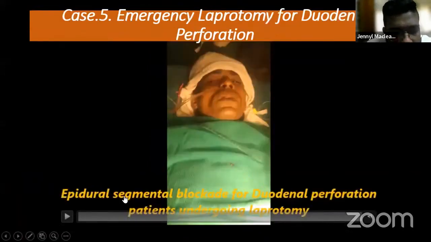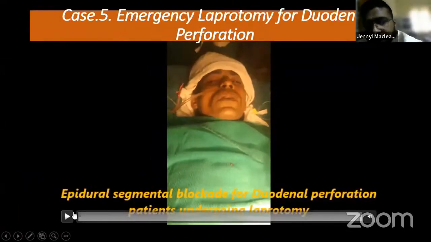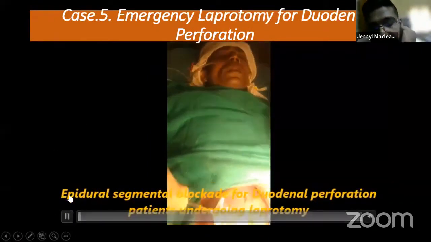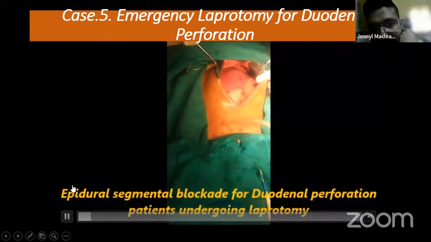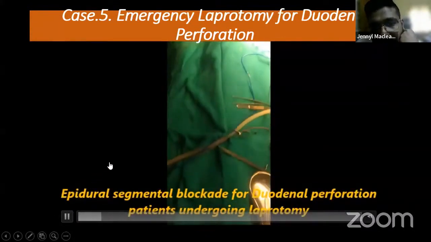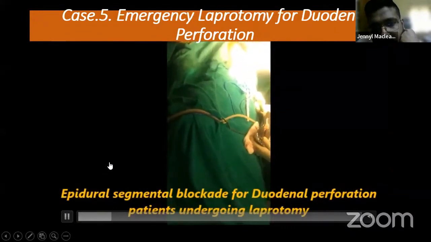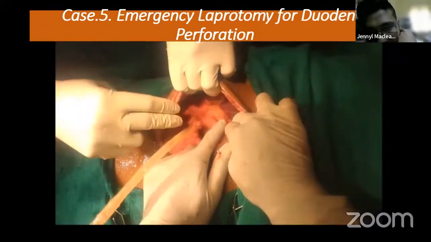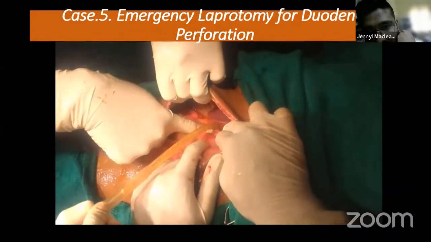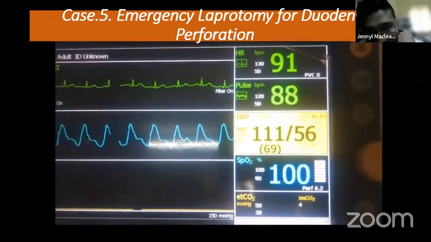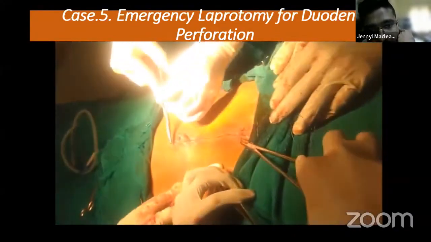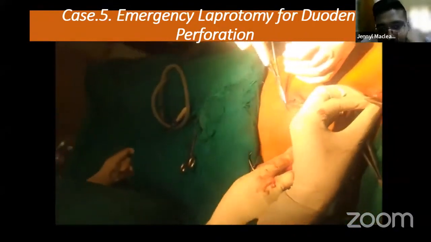So these are the patients you get in emergency cases, duodenal perforation. They're very sick. How do we manage them? With an epidural, segmental epidural. So you have to perform an epidural at T7, T8, and then give, as I said, 10 ml of 2% lignocaine, and then you top up with 5 ml of the same.